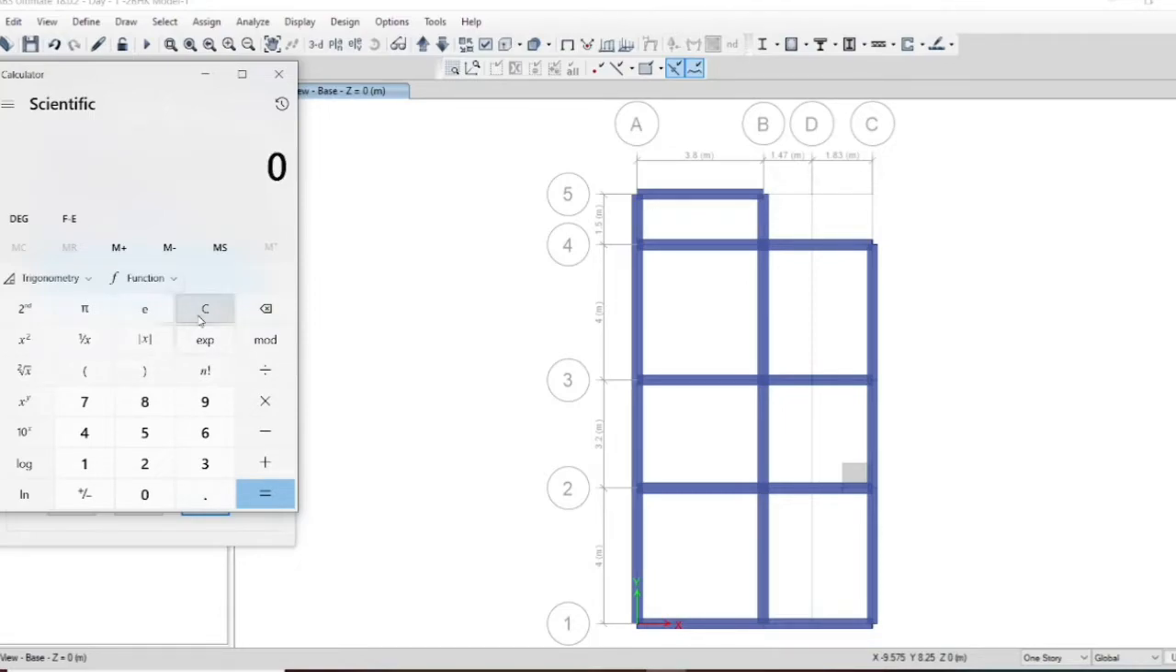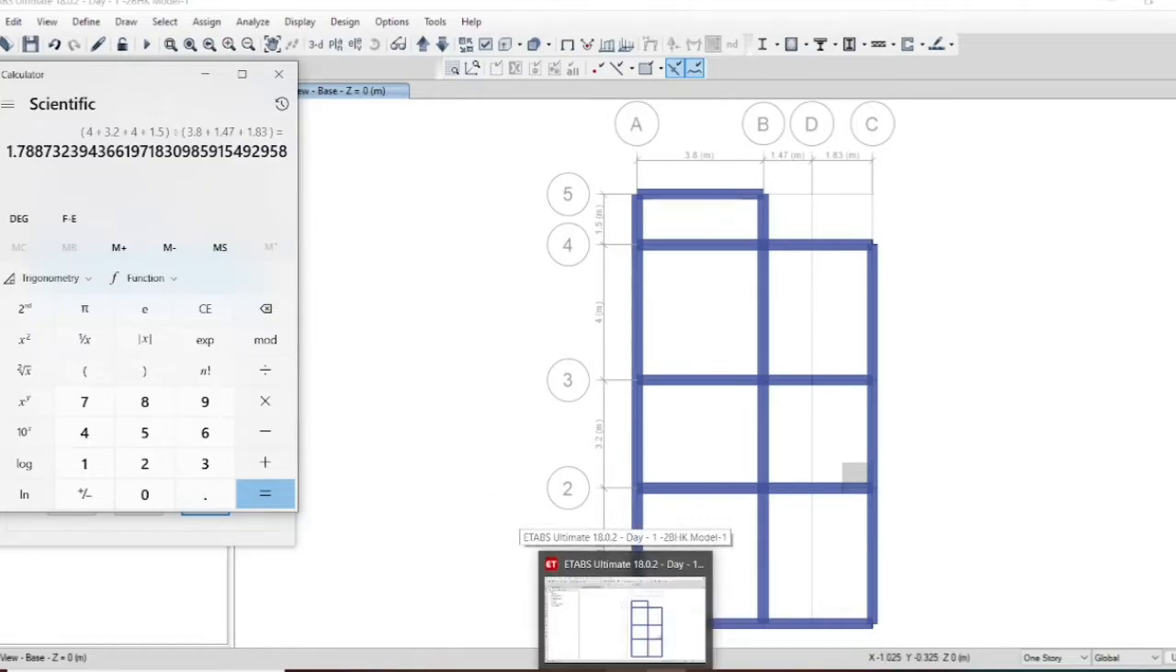Now you have total length as 4 plus 3.2 plus 4 plus 1.5. This is our total length divided by width, which is 3.8 plus 1.47 plus 1.83, which will be 7.1. So if you find the ratio, it is 1.78, this is your value. Length by width is 1.78.